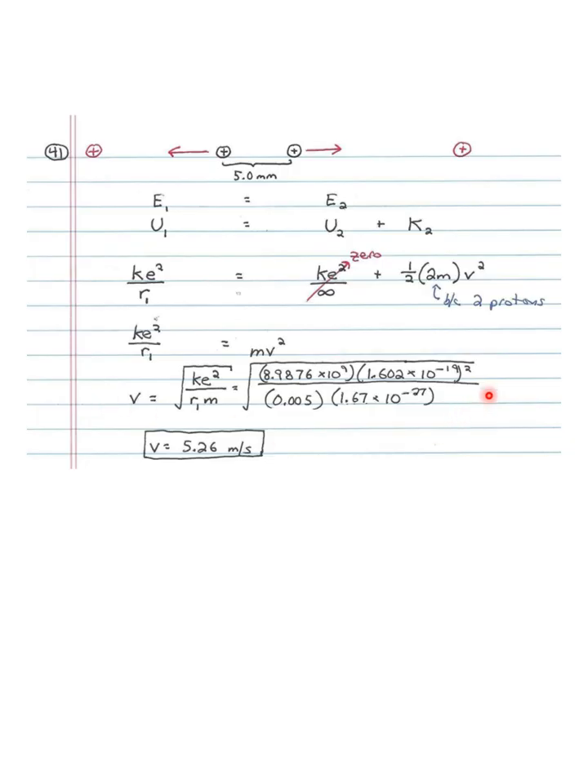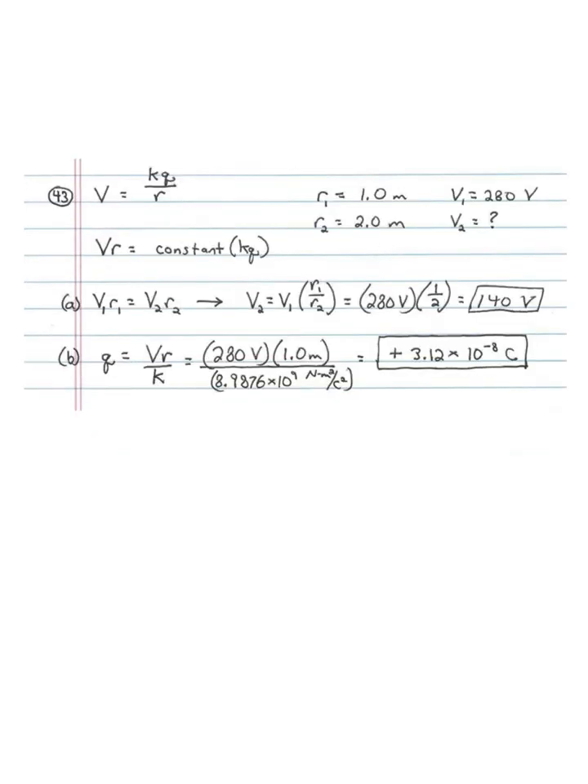There you can see I've plugged in all the values. And using the mass of a proton in kilograms, the charge of a proton in coulombs, the distance in meters, 0.005, in the end we get 5.26 meters per second.